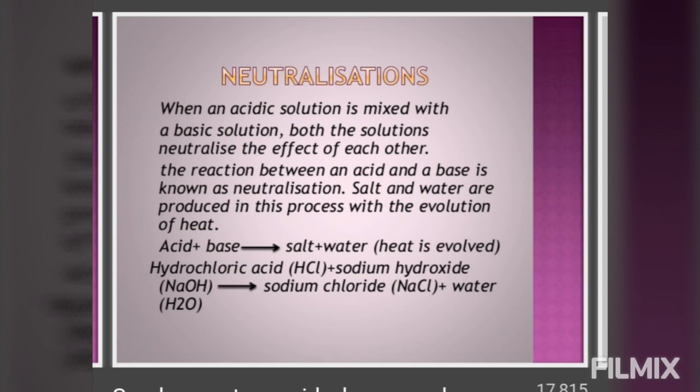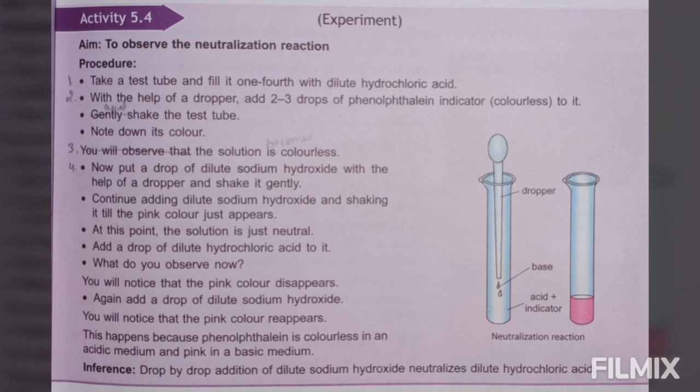Now let us observe the neutralization reaction through an activity. For this we require a test tube and fill it 1/4 with dilute hydrochloric acid. With the help of a dropper, we are going to add 2-3 drops of phenolphthalein indicator, which we know is colorless. Then we are going to shake the test tube. Note down its color. We will observe the solution is colorless.